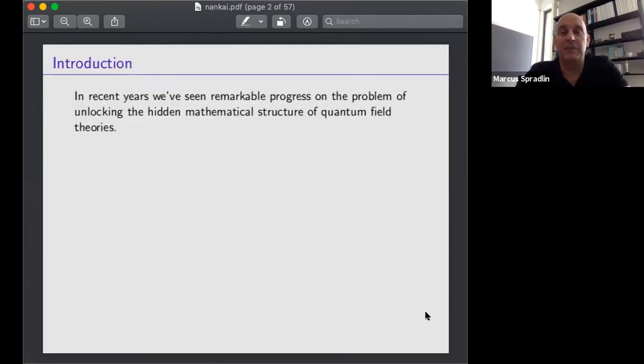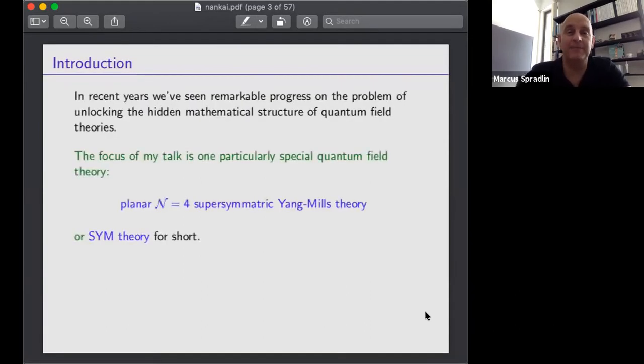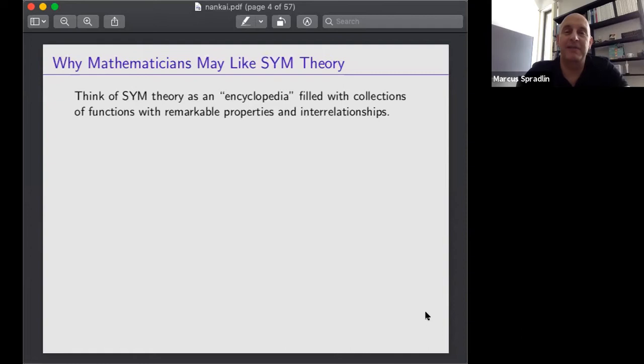In recent years, we've seen remarkable progress on the problem of unlocking the mathematical structure of quantum field theory. As introduced by Anastasia, the focus of my talk will be the planar N=4 supersymmetric Yang-Mills theory, which we call SYM theory for short. And I like to encourage mathematicians in the audience to think of SYM theory like an oracle.